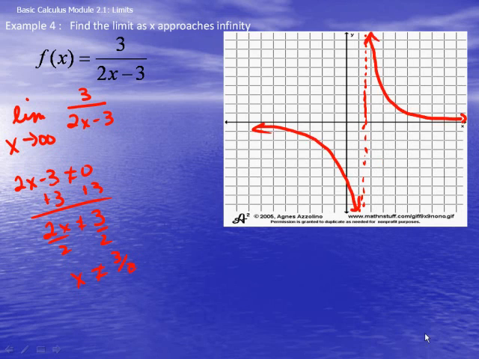Notice that the graph looks like this, and notice that as x heads off toward infinity, this thing is getting lower and lower and lower, and it's heading towards 0. So the limit of this would be equal to 0.